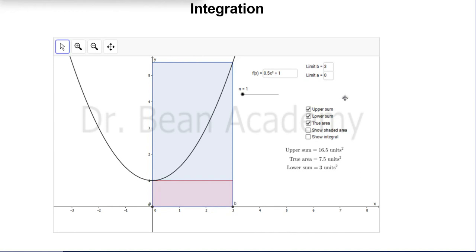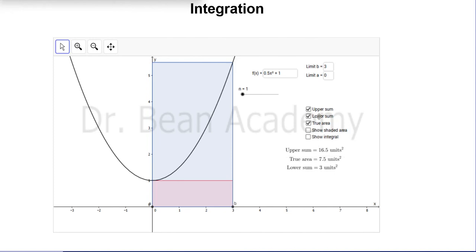For example, here in this animation I have a curve. This is of course a parabola, and the equation is 0.5 x squared plus 1. This plus 1 means it is shifted up along the y-axis 1 unit up, and I want to calculate the area below this parabola and between the point 0 and 3 along the x-axis. You can see from 0 to 3.